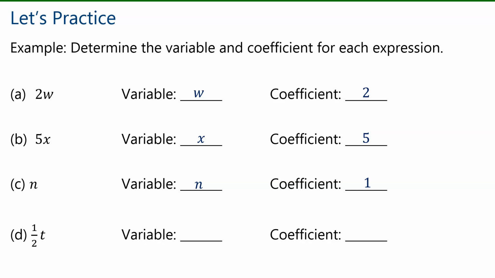Now for D, the variable is t, and the coefficient here is a fraction. So the coefficient doesn't always need to be a whole number. It could also be a decimal even.